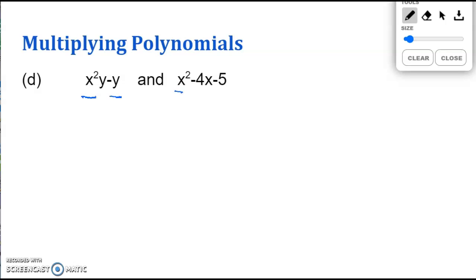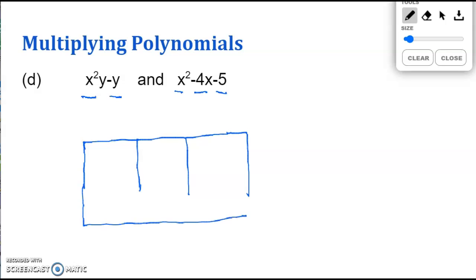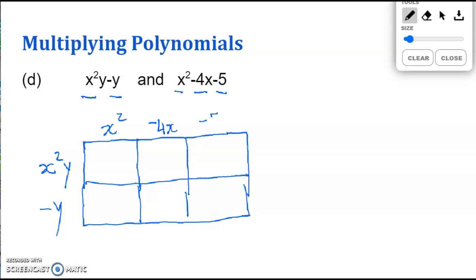And then we have x squared, negative 4x, negative 5. So we have 3 terms. That means we need to draw a 2 by 3 box. 1, 2, 3. And 2 is going to be the vertical here: x squared y, and then minus y is the next term. And then each of the terms gets separated here: x squared, minus 4x, minus 5.